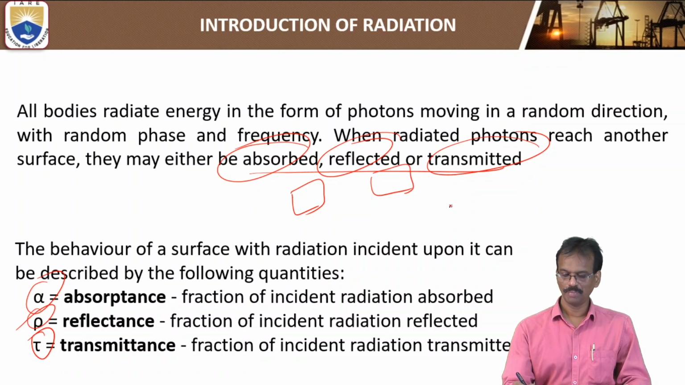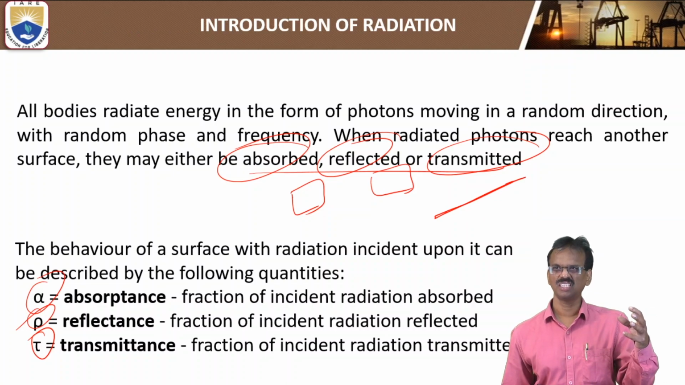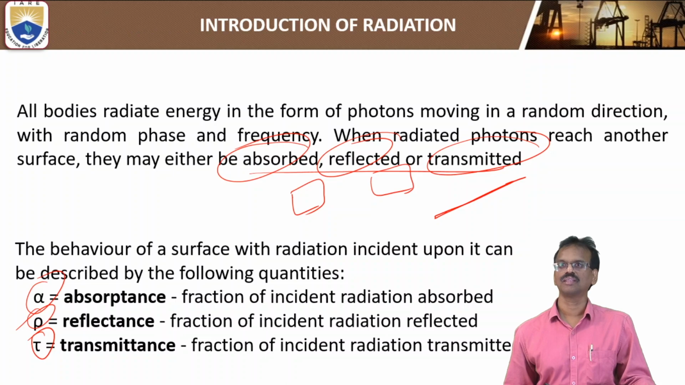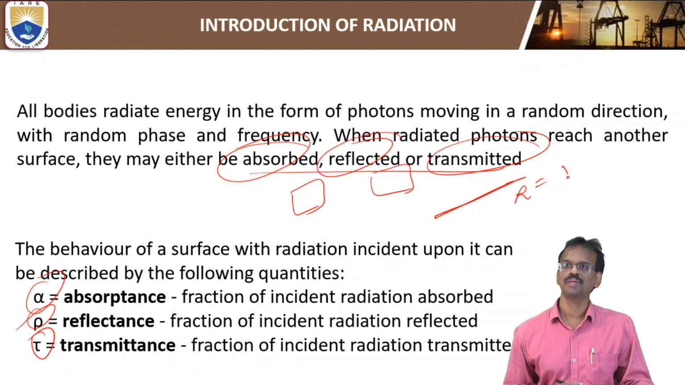Suppose you take a black body, a black surface. The total emitting energy which reaches that body is completely absorbed. That means absorptivity alpha is equal to 1. That is called a black body.